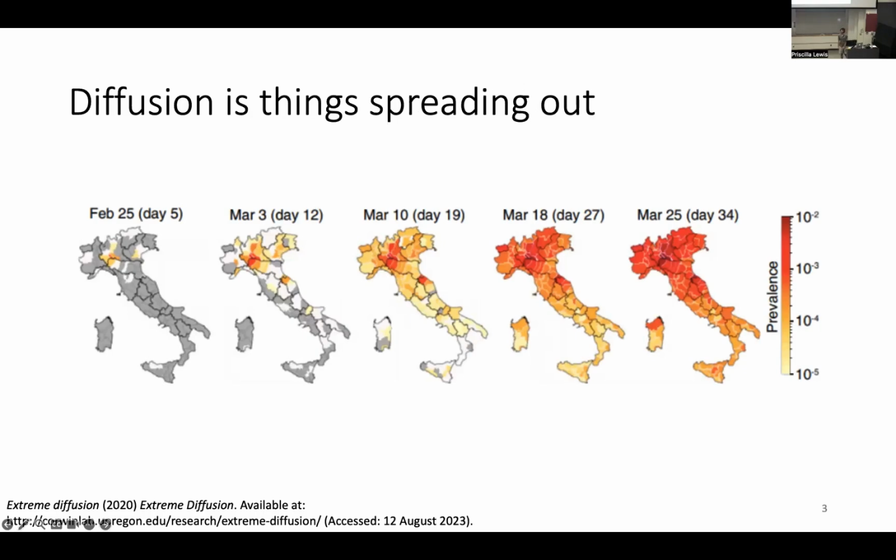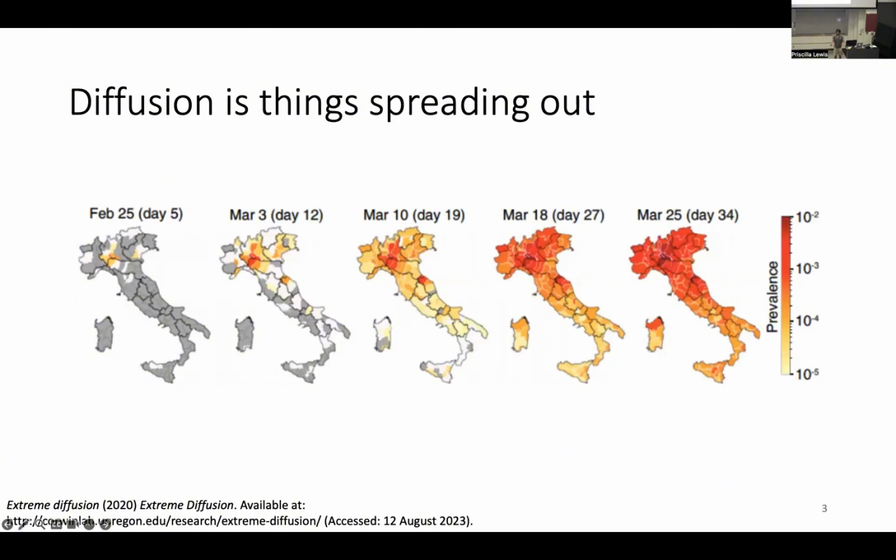So what is diffusion? Diffusion is things spreading out. That could be oxygen molecules in the air. It could be microbiological zebrafish gut bacteria, or it could be COVID cases in Italy from February 25th to March 25th of 2020. So this phenomenon of diffusion is really widespread. It's happening all the time, all over the world.